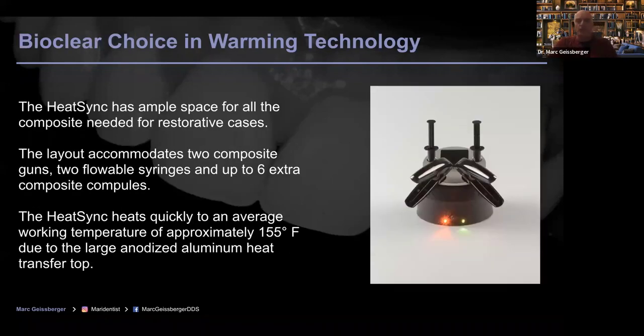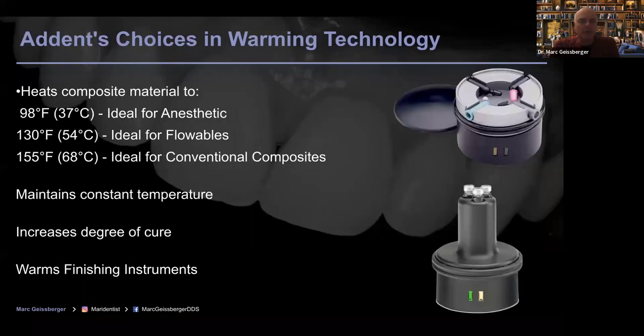This is a composite warmer made by BioClear. And they use a lot of warming techniques with the BioClear systems called the heat sink. It heats composite to 155 degrees and can accommodate up to 2 guns, as well as additional composite and flowables.